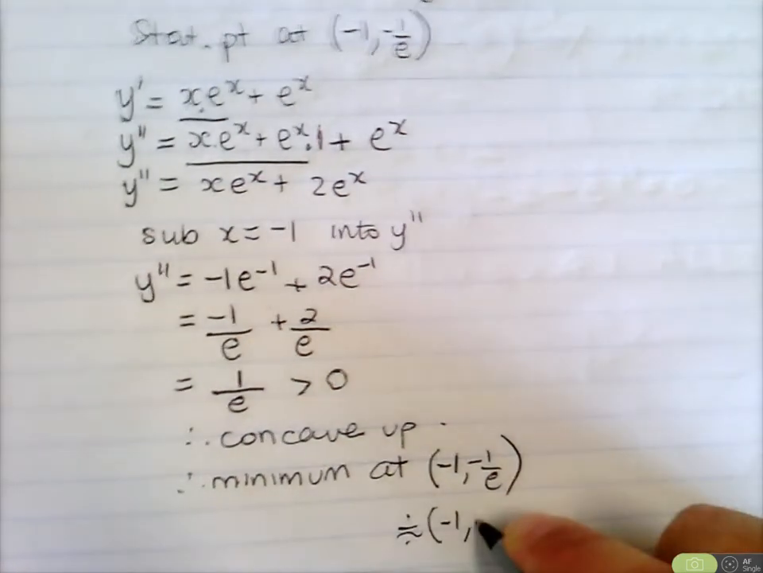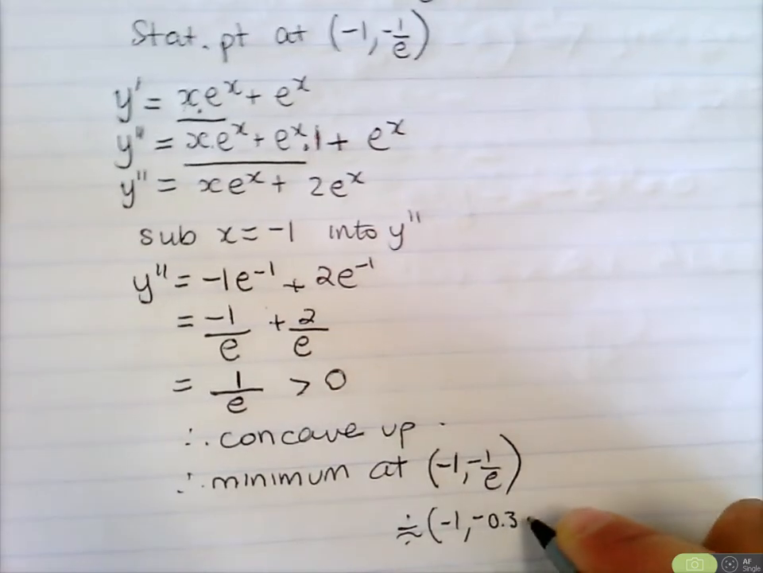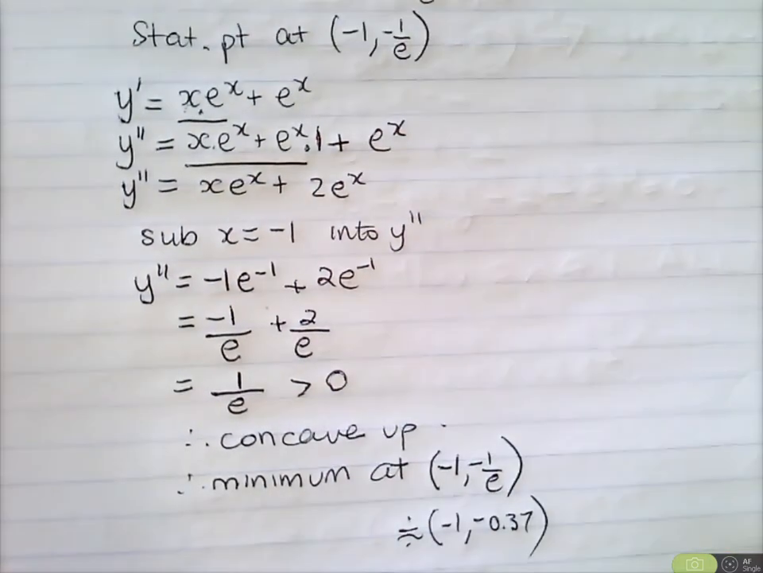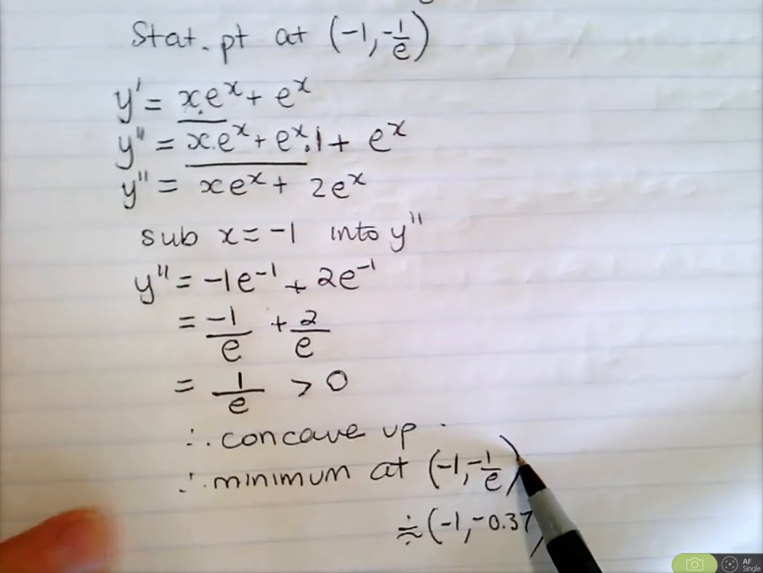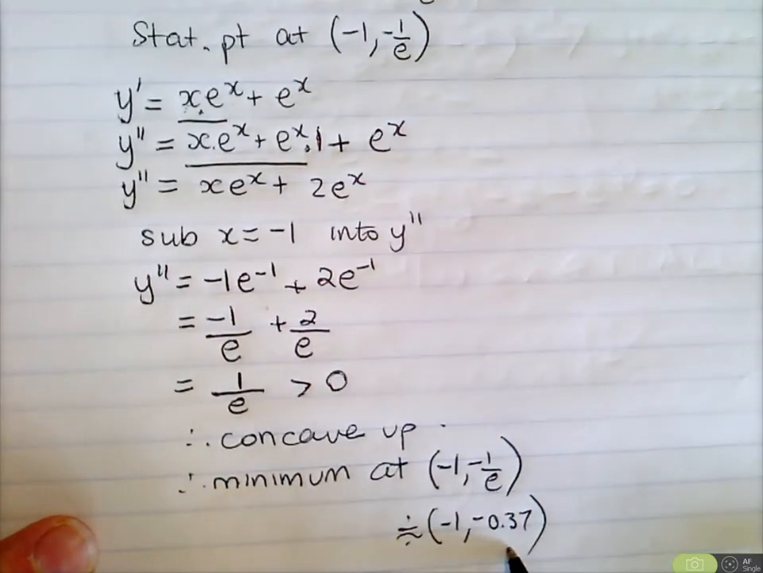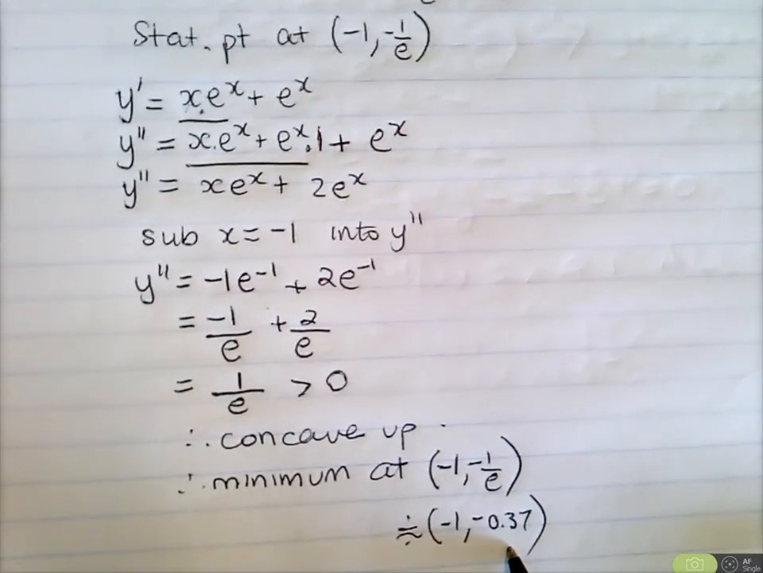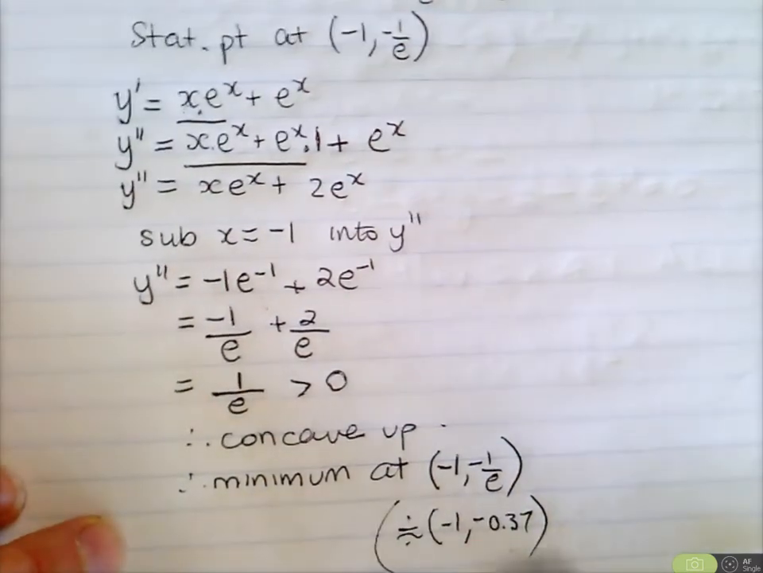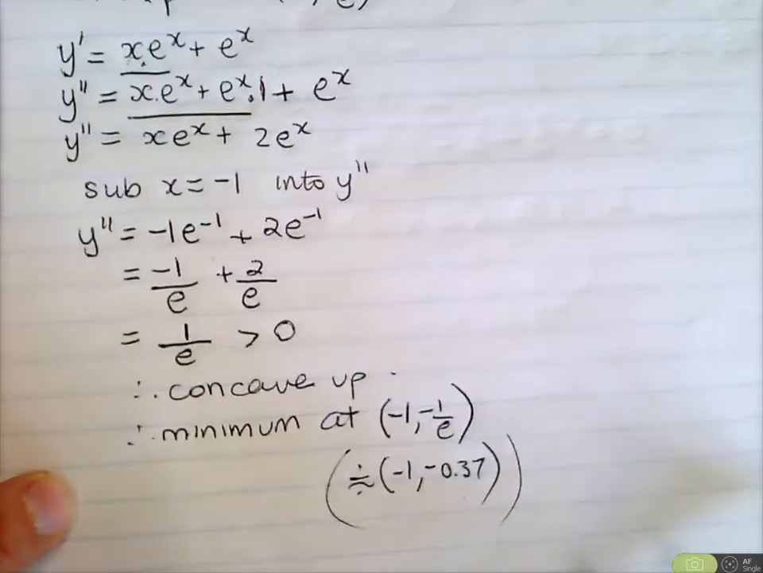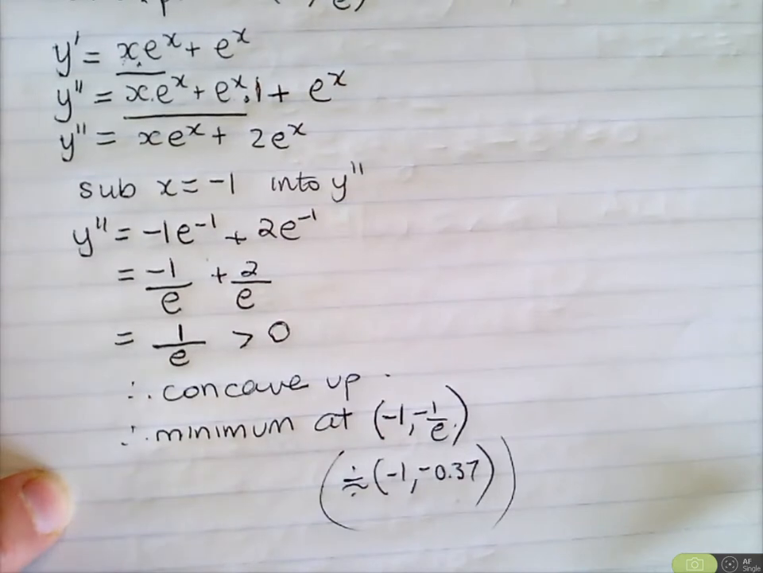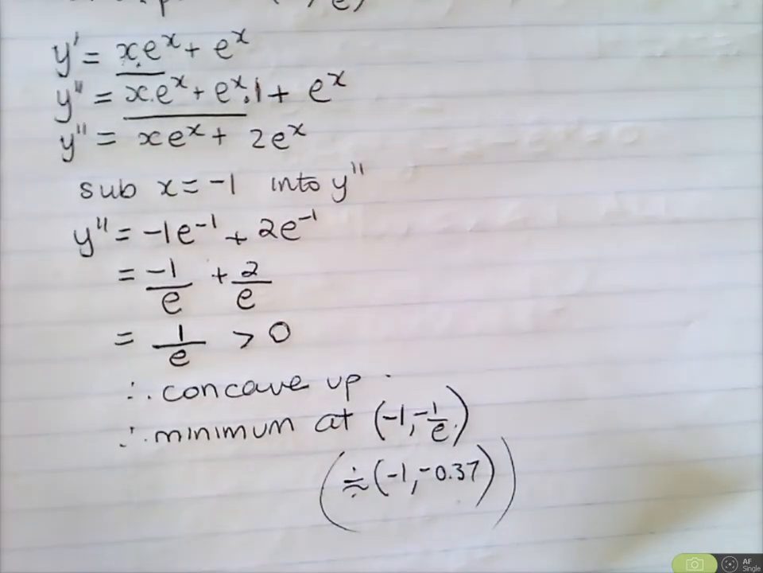Approximately -0.3637 will do. But you write it like this, and you put the approximation under here for your sketching purposes only. Do you know what I mean? But you must give the exact value. If you don't give an exact value, I'm telling you, you're going to lose a mark. You will lose a mark without an exact value.